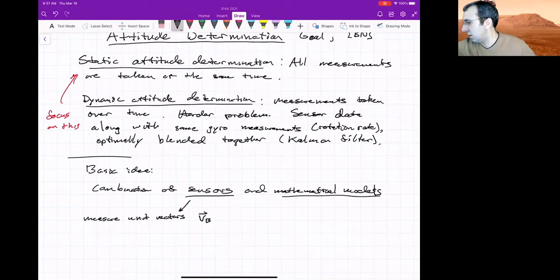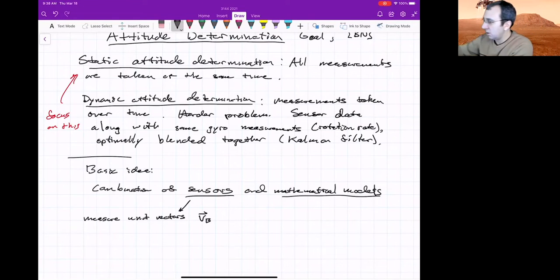So if this is my, here's my blue frame, body fixed frame. According to the spacecraft, I'm taking some measurement of something. Maybe it's where the sun's located. So I've got a vector pointing to the sun, and I know where that is in my body fixed frame.